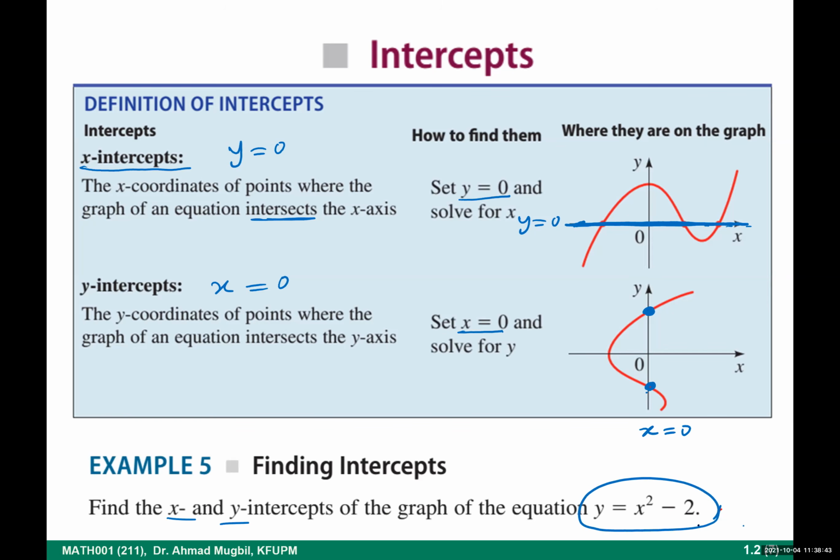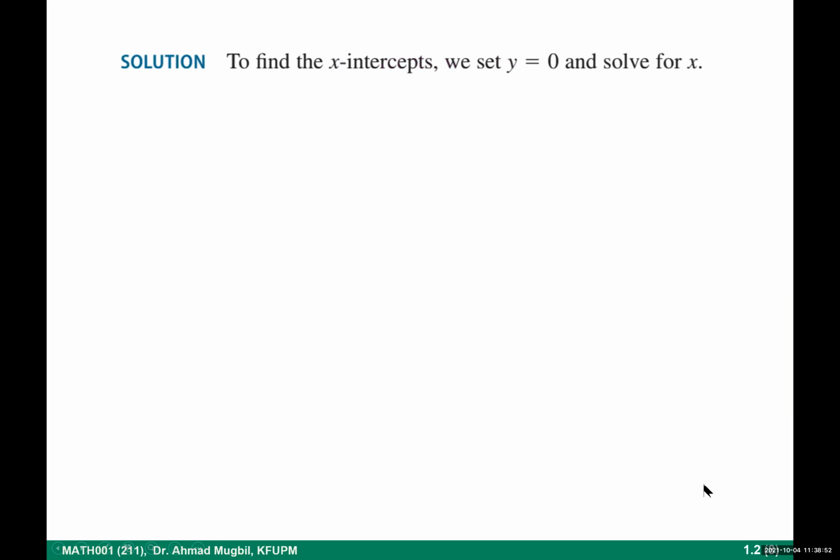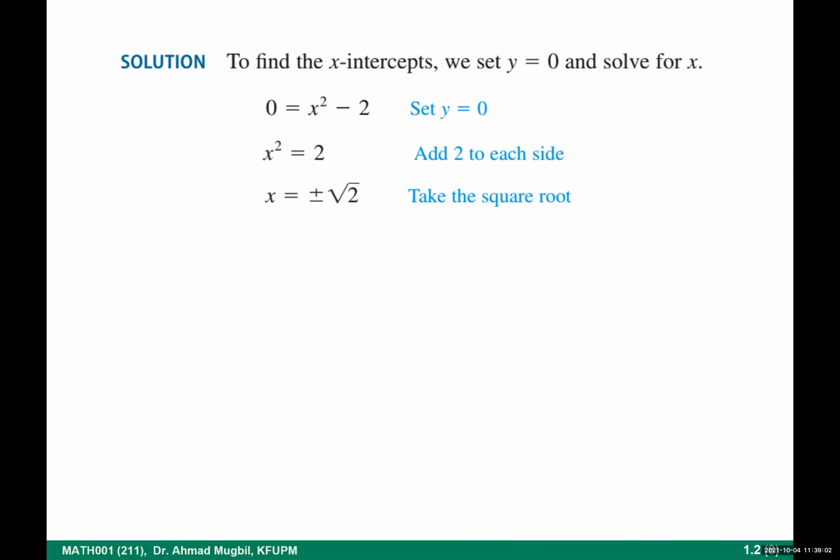Why is the y-intercept easier? Just put x equal to 0. What will you get? y equals negative 2. So it is easier. Now, if you want to find the x-intercept, you need to put y equal to 0, then solve for x. You will have a power equation. Square both sides, take the square root of both sides. You will have x equals positive or negative square root of 2. We have two x-intercepts here.